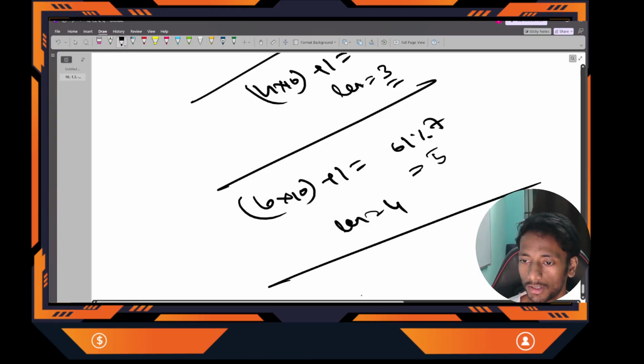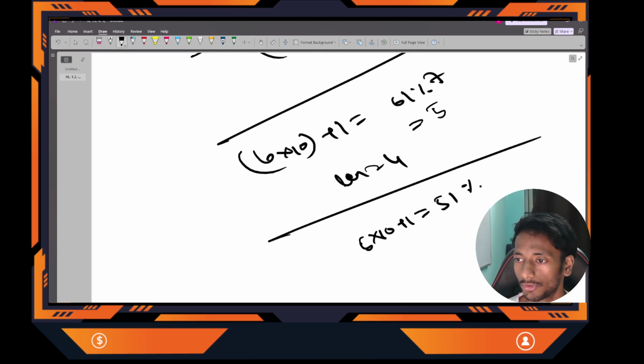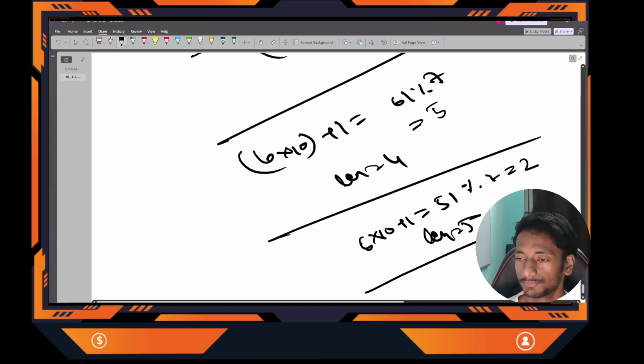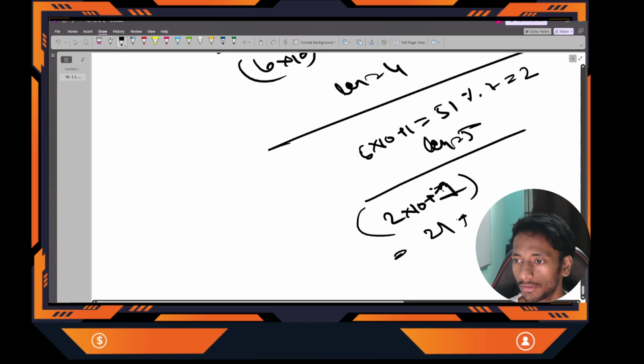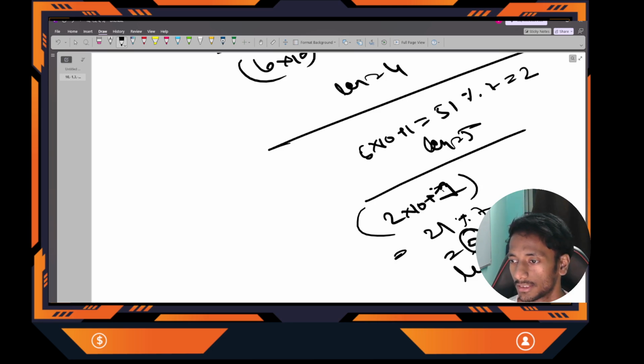Next it will be 5 into 10 plus 1, it is 51, and 51 modulo 7 will be 2, and length is 5. Okay, now 2 into 10 plus 1, it is 21, 21 modulo 7 is 0, and length is 6. So here we have found the remainder is now 0, and the length is 6.